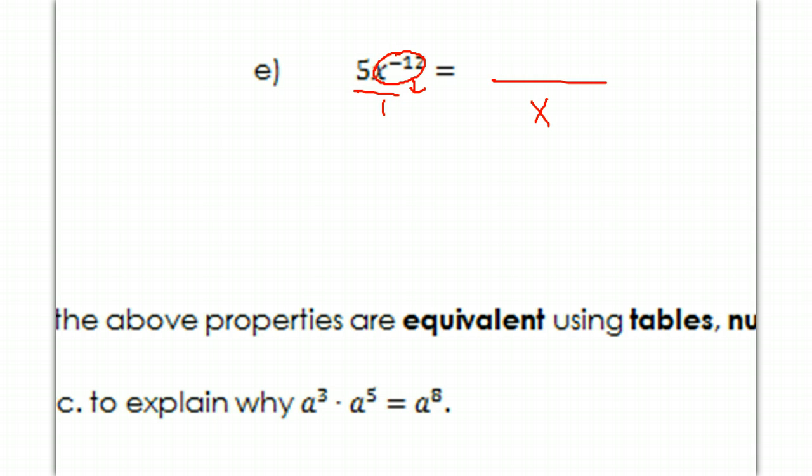So the x to the negative 12 is going to become positive on the bottom. The 5 stays on top. And if you want to put that 1 there, you can, but you don't need it. So here we go, 5 over x to the positive 12. Again, only the x to the negative 12 moves down.